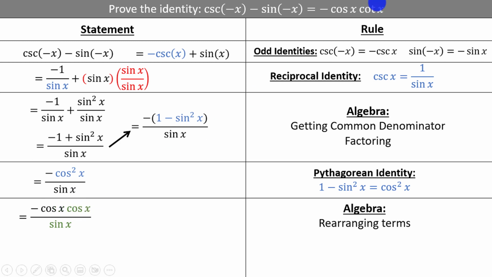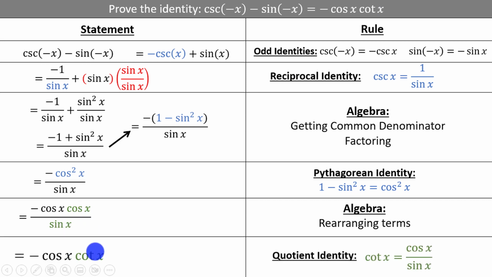At this stage, you can see the cotangent. Cotangent is cosine over sine, so I can replace that with cotangent in my problem. At this stage, we have finished our proof. We have shown that the left-hand side is equal to the right-hand side by using trigonometric identities and algebra. We are finished with our problem.